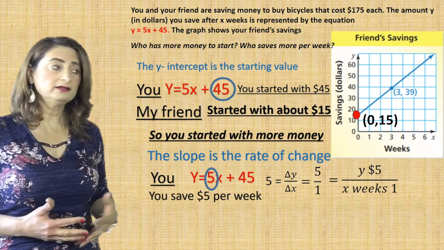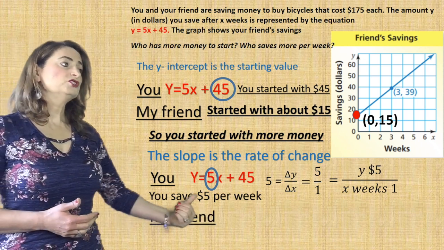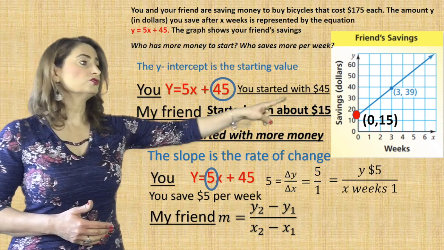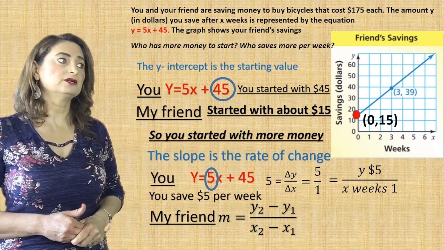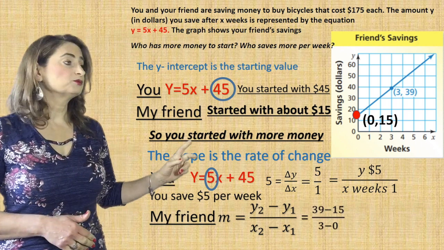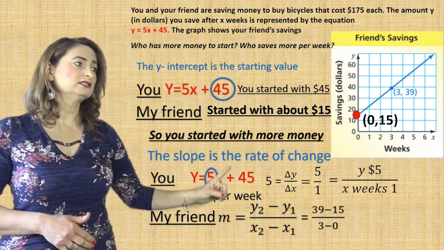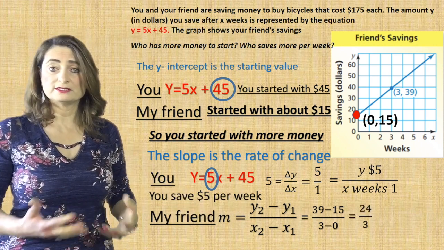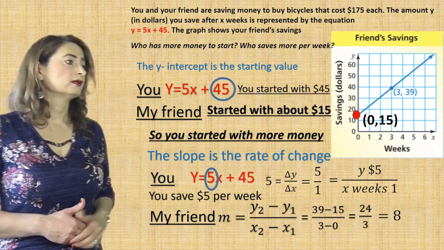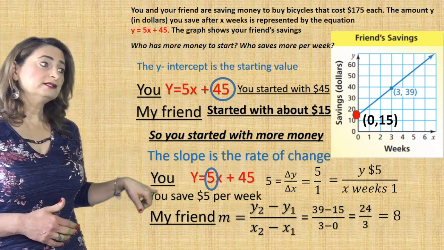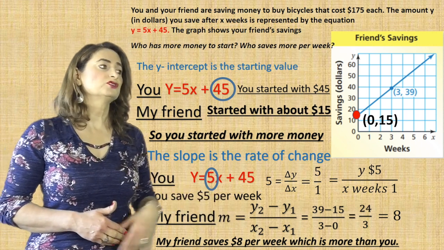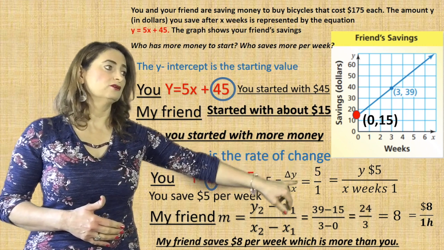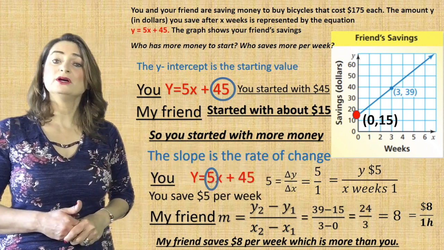Now let's look at your friend. The slope is the change in y over the change in x, which is y2 minus y1 over x2 minus x1. Use two points, or coordinates, on the line: (3, 39) and (0, 15). Subtract the y's, 39 minus 15, divided by the x's, 3 minus 0. That gives you 24 over 3. If I simplify that, it is 8. So my friend saves $8 per week, which is more than you. Because if you make this 8 over 1, that's $8 per 1 week.